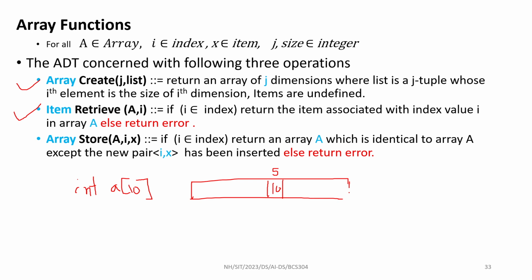Suppose the array size is 10 and you are forcibly retrieving the 25th element. The 25th element is not there in the array. So it gives an error message.